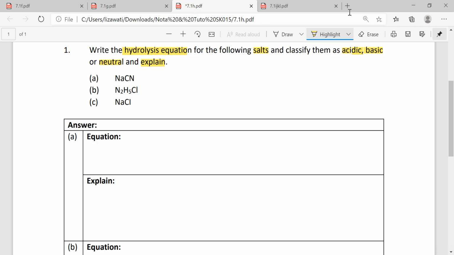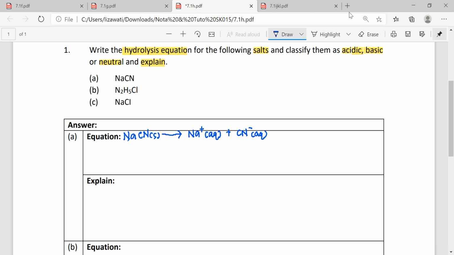First of all, you have to write the salt hydrolysis. We start with NaCN. NaCN exists as a solid. Any kind of salt will completely dissociate, or 100% dissociate. Therefore, you have to use a forward arrow, and the products formed are Na+ aqueous plus CN- aqueous. Next, you have to analyze which ion can ionize in water.